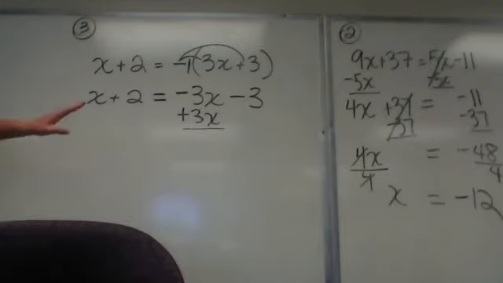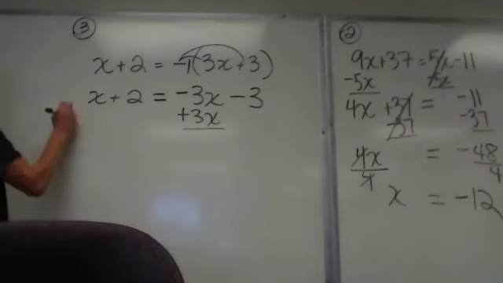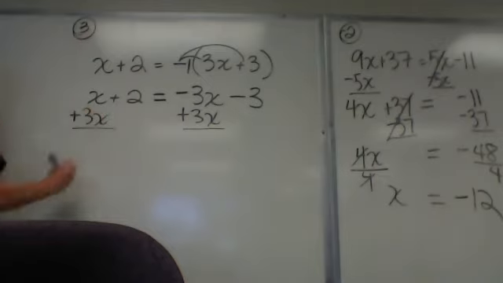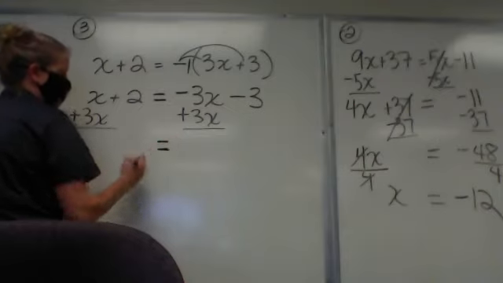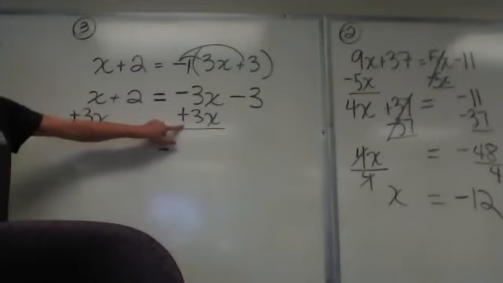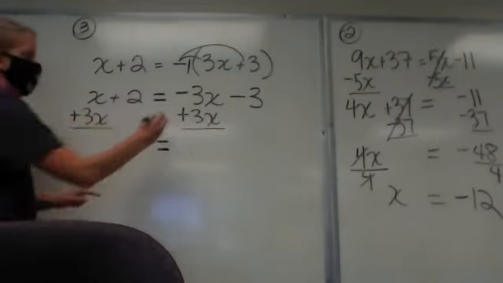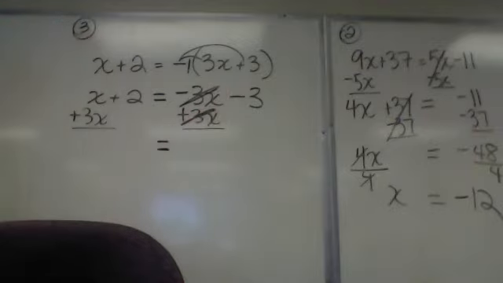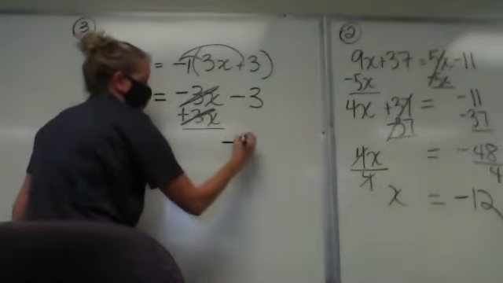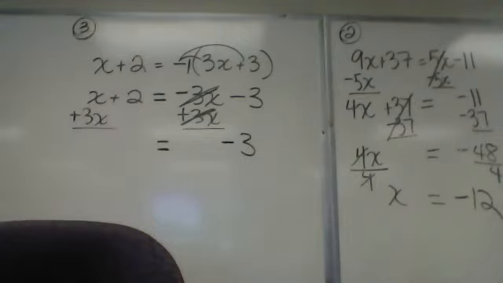If I do it over there, I got to do it over here. Put it underneath its like term. So if I did plus 3x there, I got to do plus 3x here. All right. Drop down your equal sign. These x's are all gone, right? The negative 3 and the positive 3 canceled out. What are you left with over there? That negative 3.